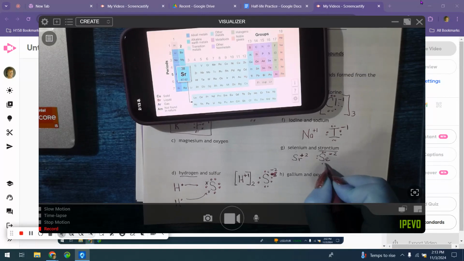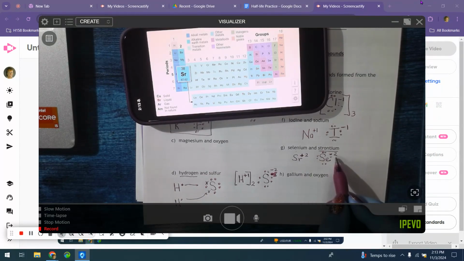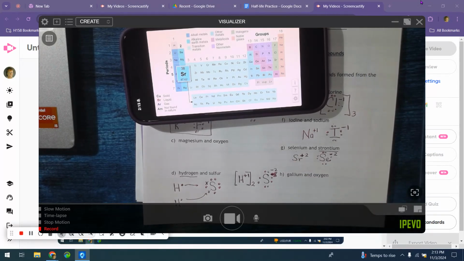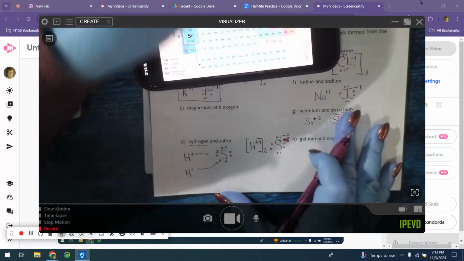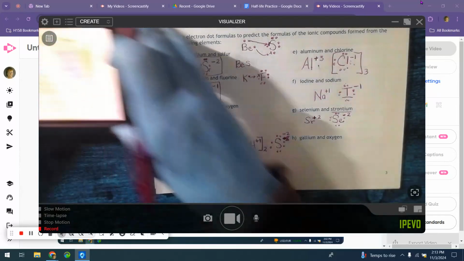We can't forget all of the electrons. All right. Now, once again, check it out. Strontium's +2, selenium's -2. It only takes 1 of each of those to form an ionic compound. All right. Let's look at gallium and oxygen. Gallium, where is gallium?